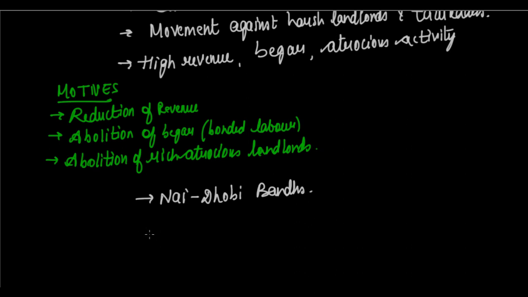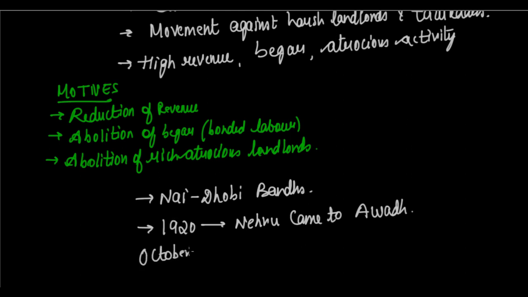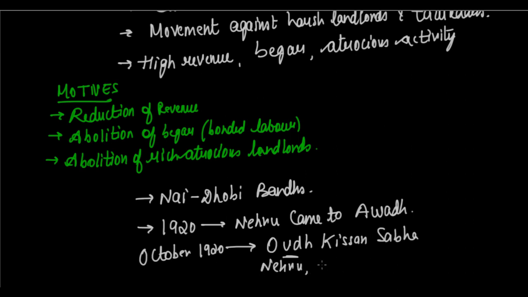Okay, and later on in 1920, Nehru came to Awadh. And he took a tour of Awadh, understood the situation, the social situation in Awadh. And ultimately in October 1920, the Awadh Kisan Sabha was organized under the leadership of Jawaharlal Nehru, Baba Ramchandra, and a few others. So these two were the main leaders of the Awadh Kisan Sabha. Again, it was formed to address the problems of the peasants and the farmer communities. So the Awadh Kisan Sabha was established.